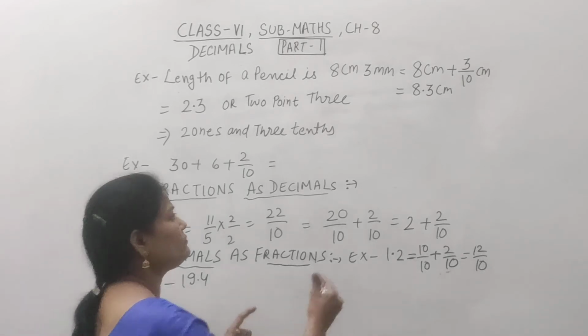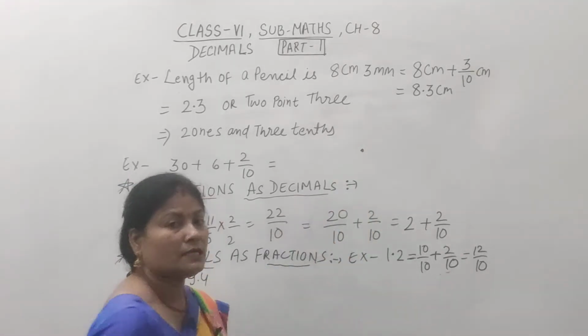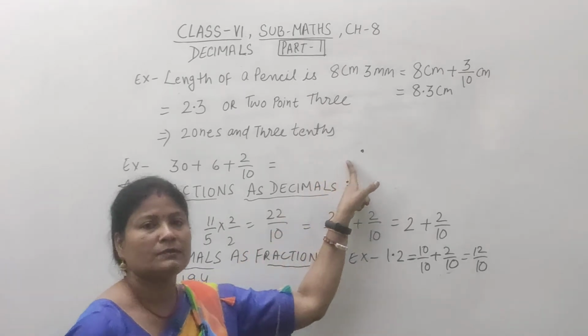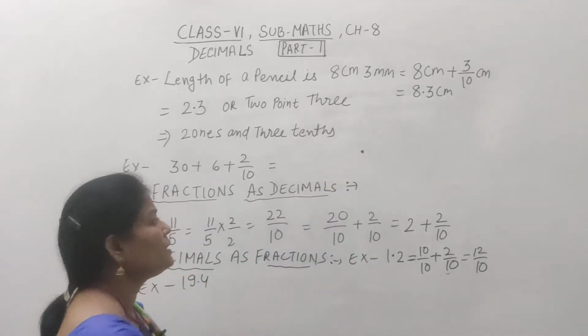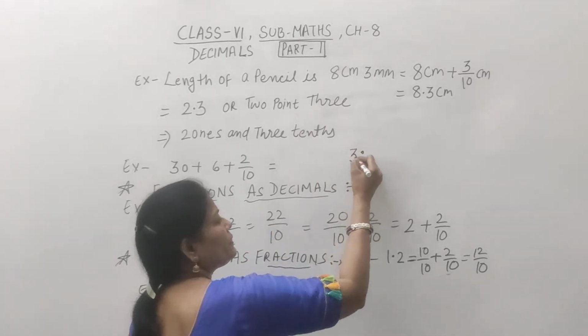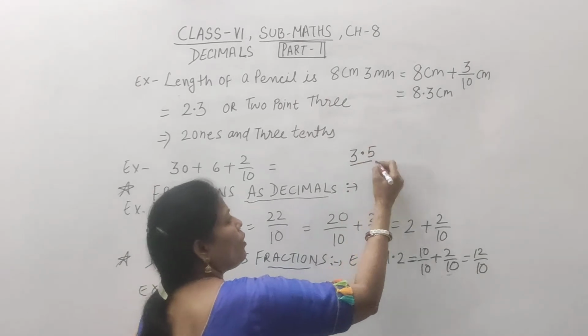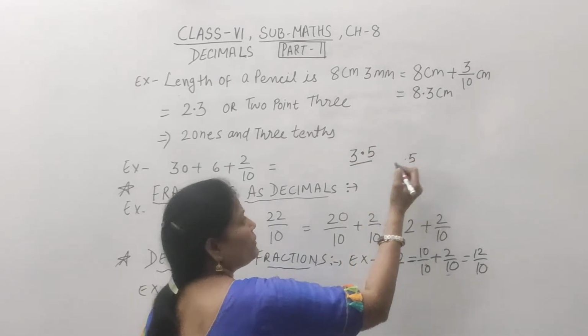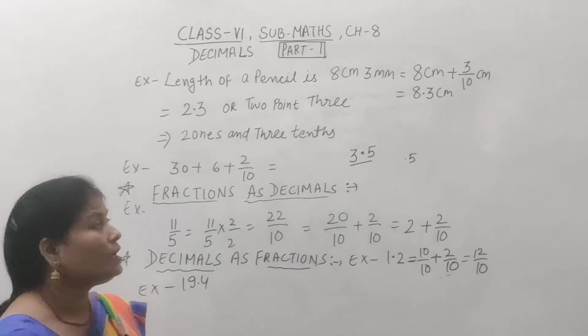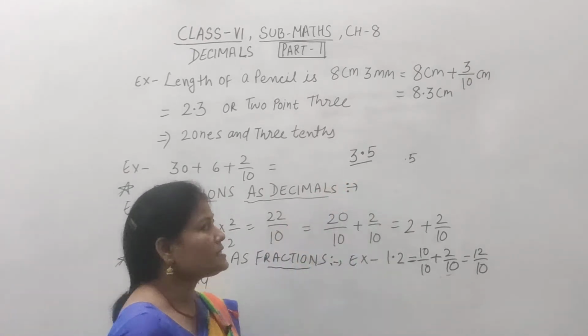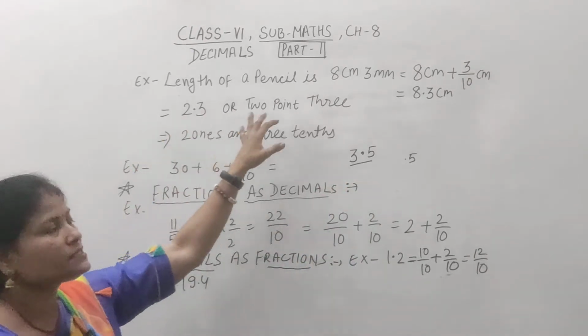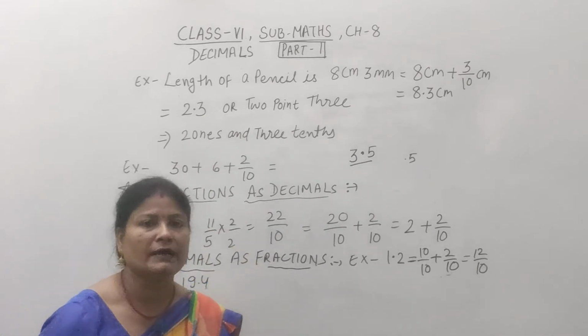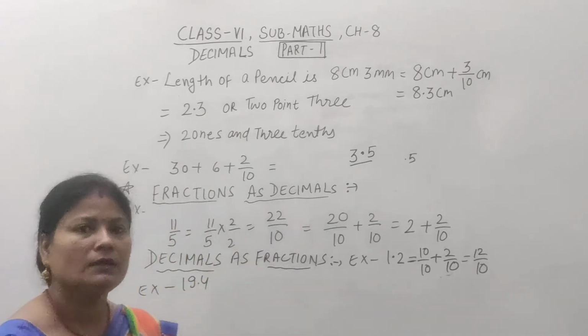Decimal we can write down as a point. This point is called decimal. Whenever this point comes in any number, between any number or in front of any number, this is called decimal. What do you mean by decimal? Decimal means if any number is given to you and you divide by 10, this is called decimal.